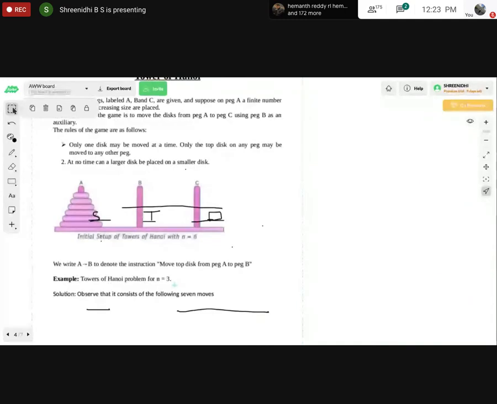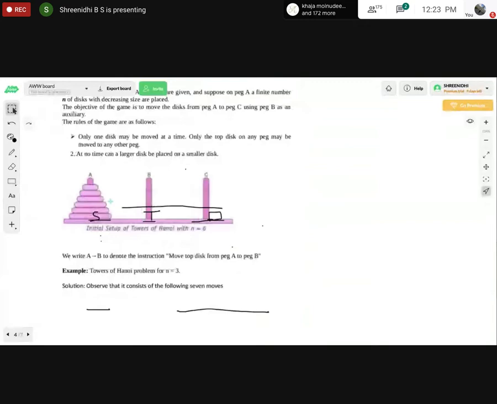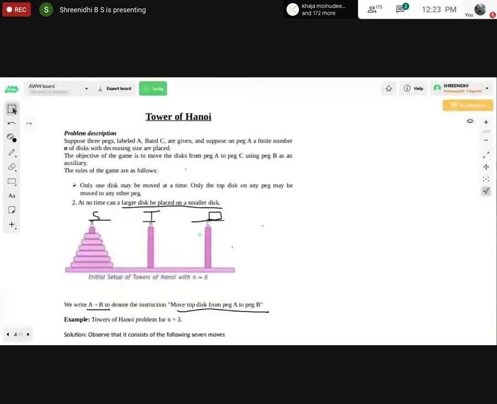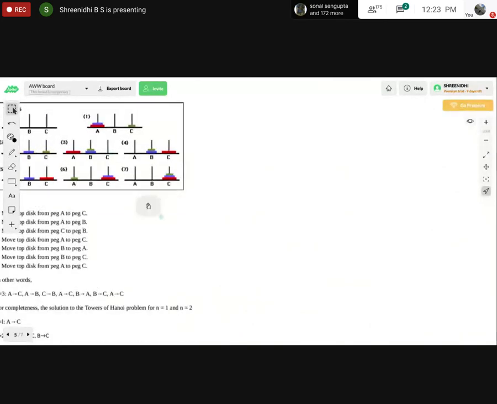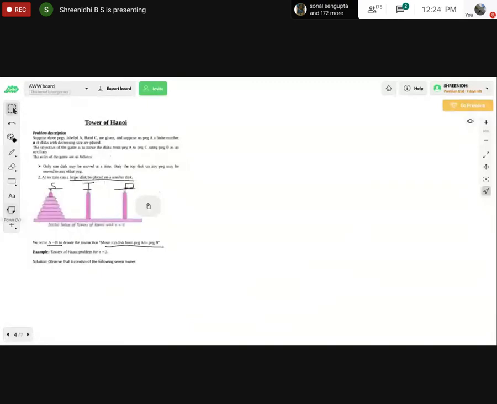See, there is one more thing. Yeah, I'll be taking 3 disks. If I take 6, it will be confusing. So I'll take 3.